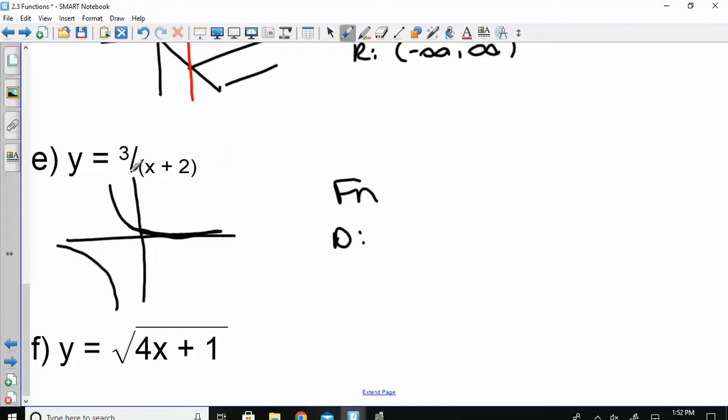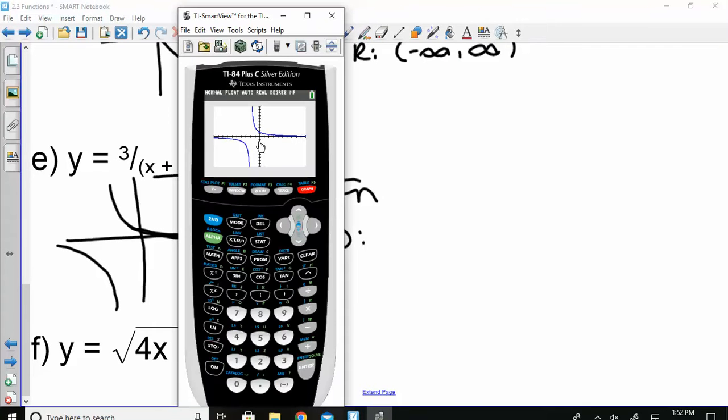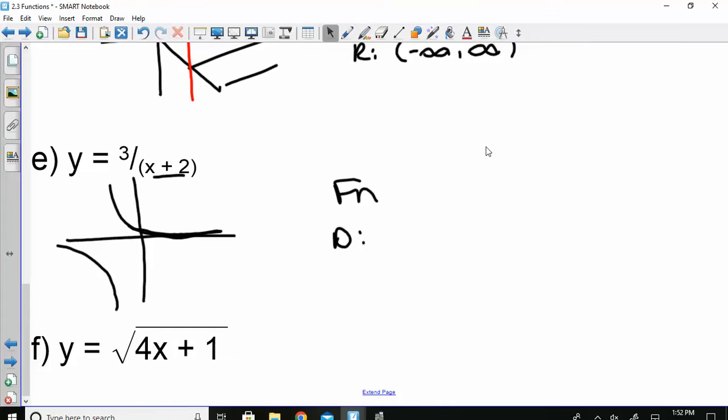Domain, you can tell from the graph. You can also tell from this equation. We know if it's a fraction, what can't happen? The bottom can't be 0, so x can't be negative 2. If you look at this graph, negative 2 is where this graph breaks into pieces. So my domain is everything except the negative 2. So how we write that, it's everything smaller, so it starts at negative infinity. It goes to negative 2. We don't equal that, so it gets a parenthesis.